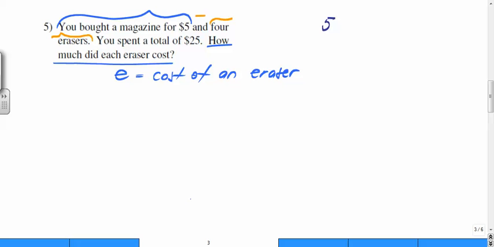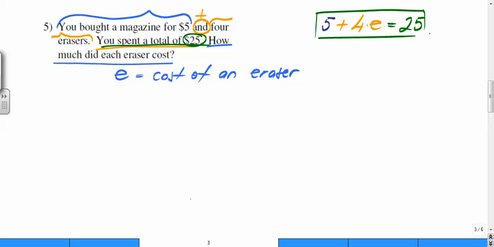And that could be substituted in our equation by plus, right? You have $5 plus whatever you pay for the 4 erasers. And how can I write that as an algebraic statement? 4 erasers cost will be 4 times the cost of 1 eraser, right? And together, for all this stuff, you spent how much money? $25. So if I'm adding my $5 for the magazine plus the cost of 4 erasers, that should give me $25. And this will be the equation for the given problem.